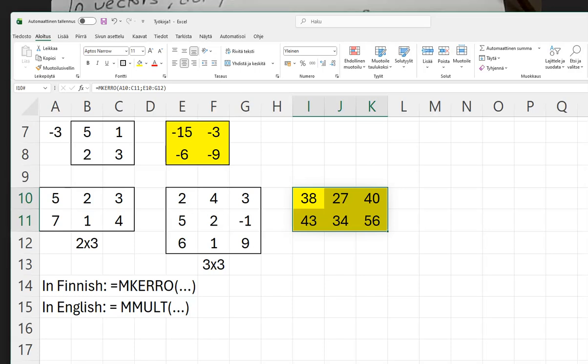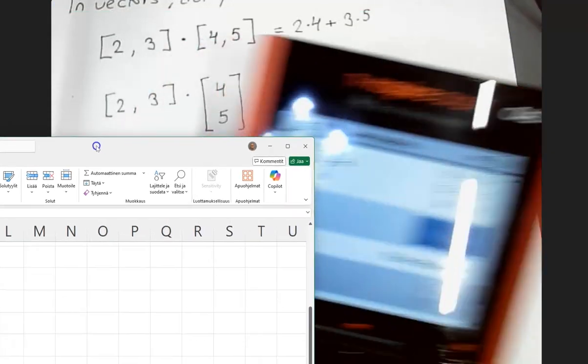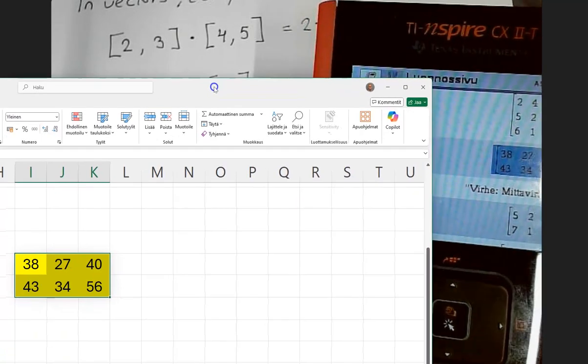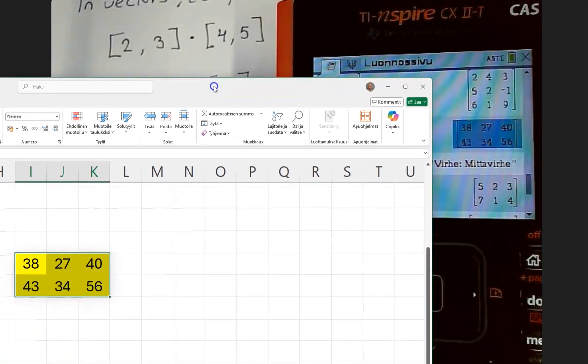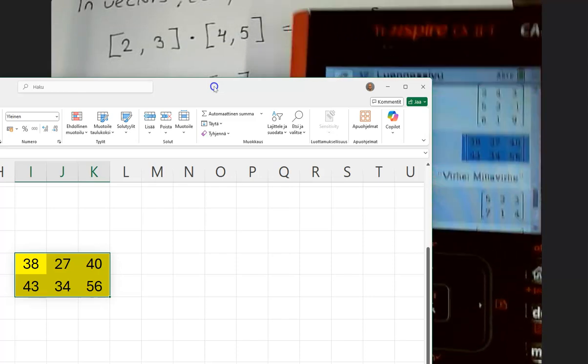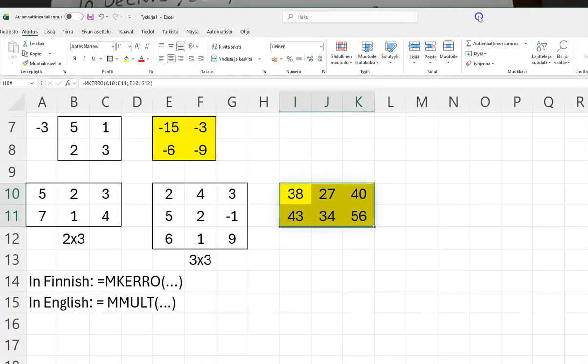Or did I do that here? Oh, so you don't see. I will take that again. So that yellow part of the Excel has the same numbers, values there as in my calculator. So this was news for me.